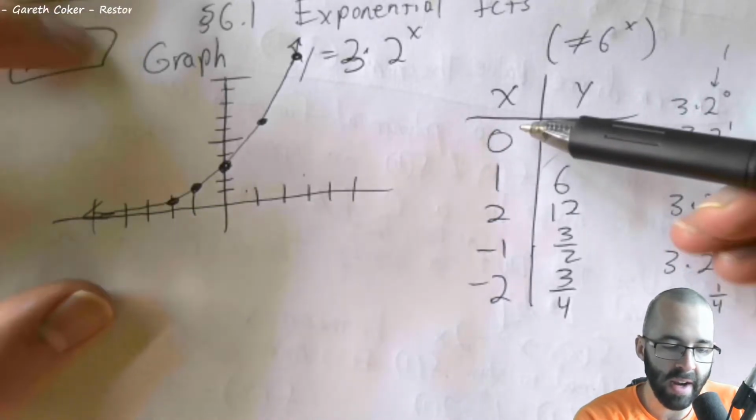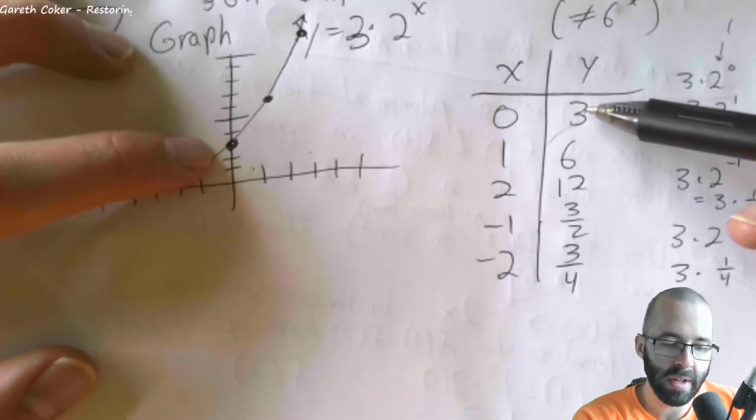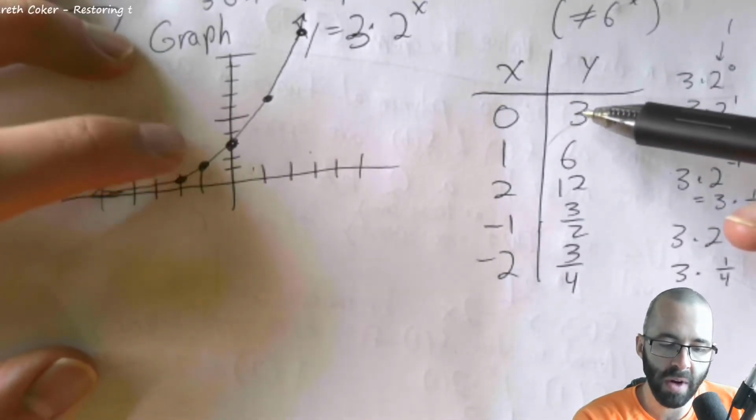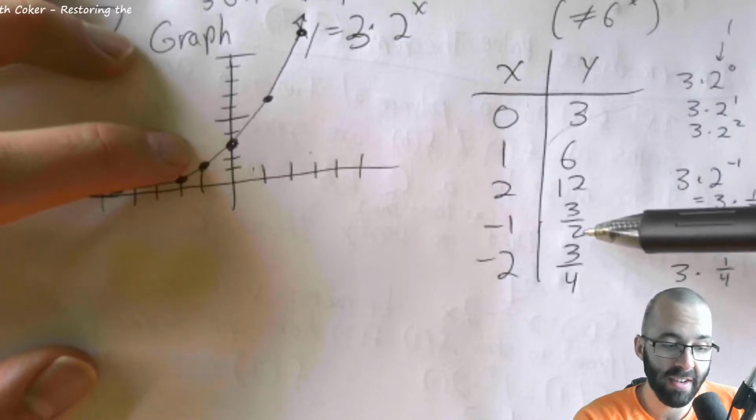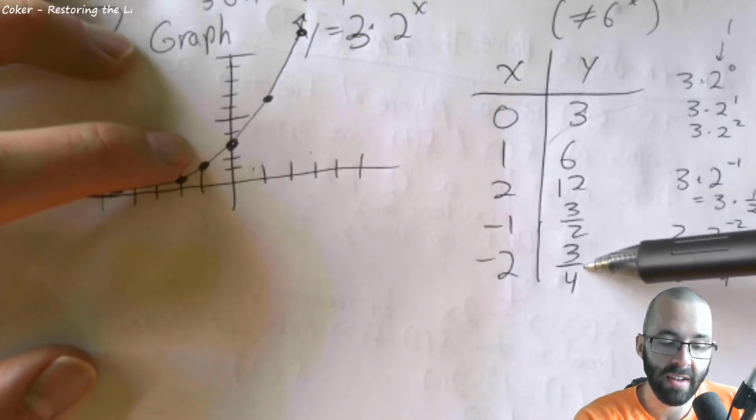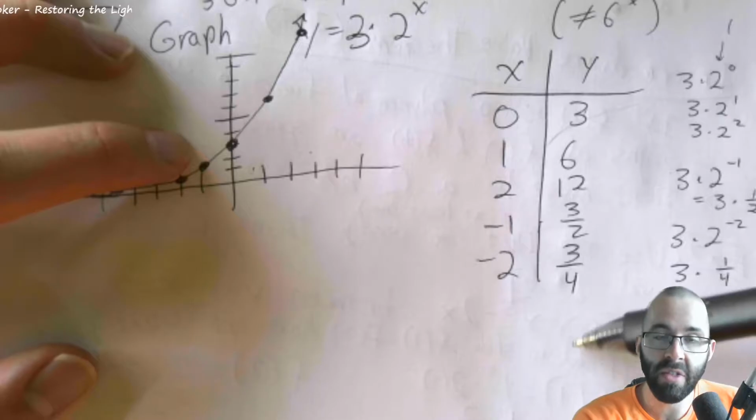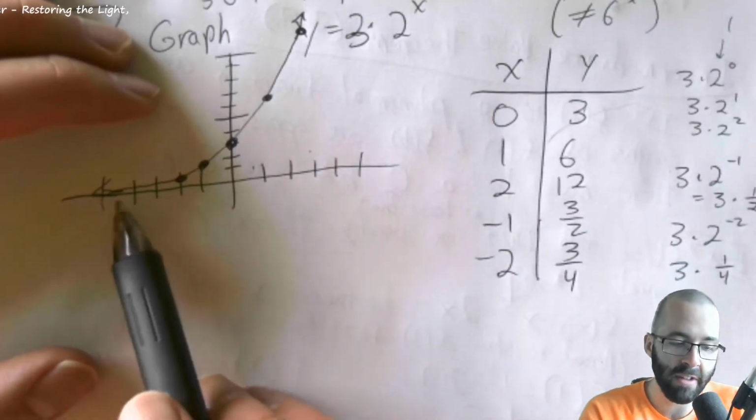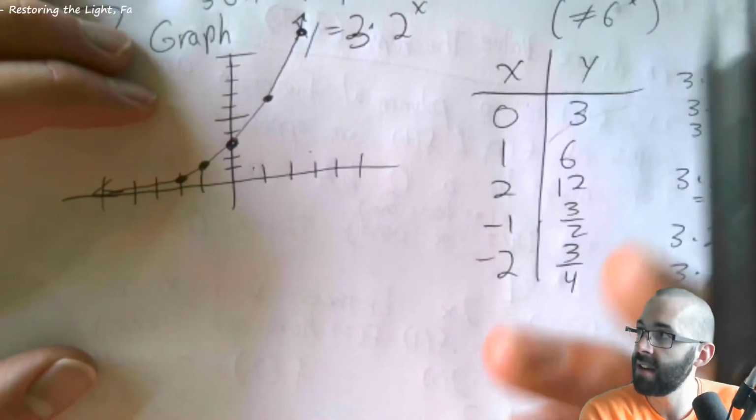Or if we go the other way, right? At 0, we're at 3. Move to the left one, we get cut in half. And then we get cut in half again. The next one would be 3/8, then 3/16. We keep on getting cut in half to the left. We keep on doubling to the right.